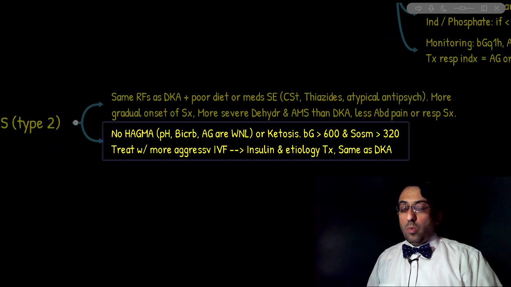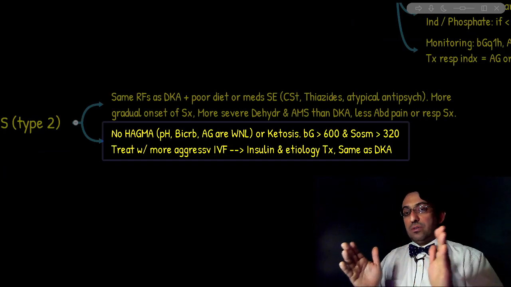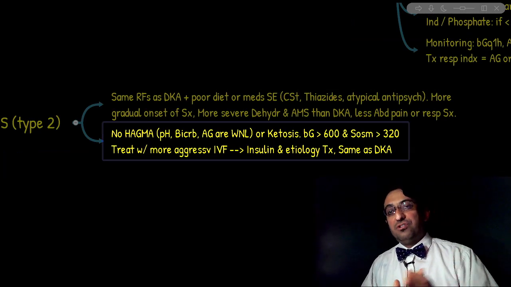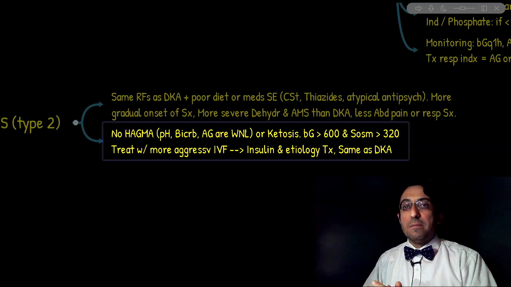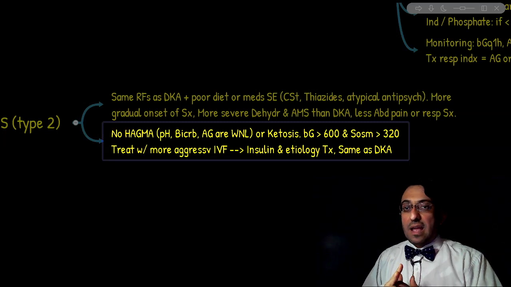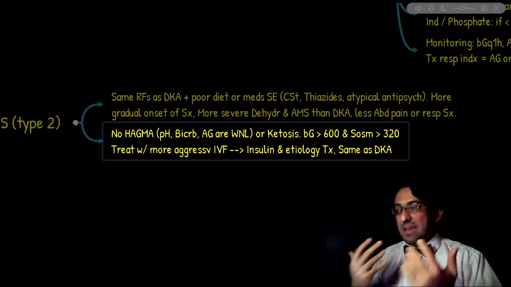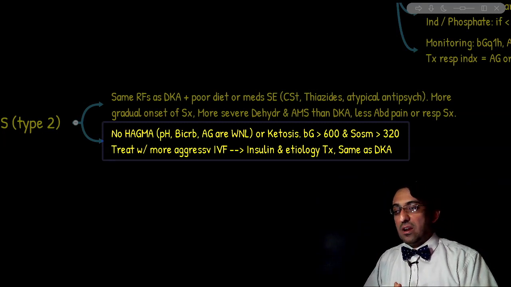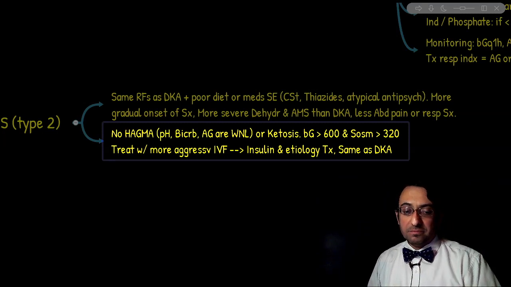What are the blood glucose reference range and serum osmolality values that help differentiate HHS from DKA? Usually the blood glucose levels in HHS are higher than 600, and serum osmolality, as the name indicates, hyperosmolar, hyperglycemic state, is more than 320, normal reference range.